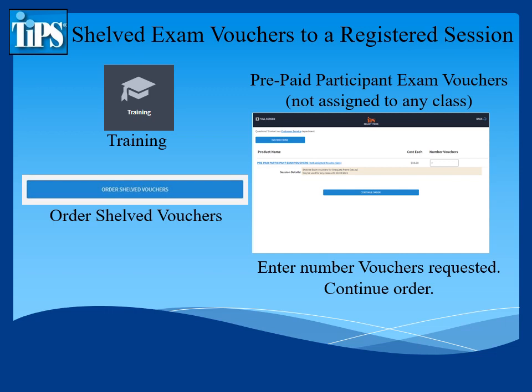You may also choose to purchase shelved exam vouchers and then assign them to a registered session as needed. It's like keeping participant manuals in inventory. Go to Training, click on Ordered Shelved Vouchers. These are prepaid participant exam vouchers not assigned to any class. Complete the order process, enter the number of vouchers requested, and click Continue Order.